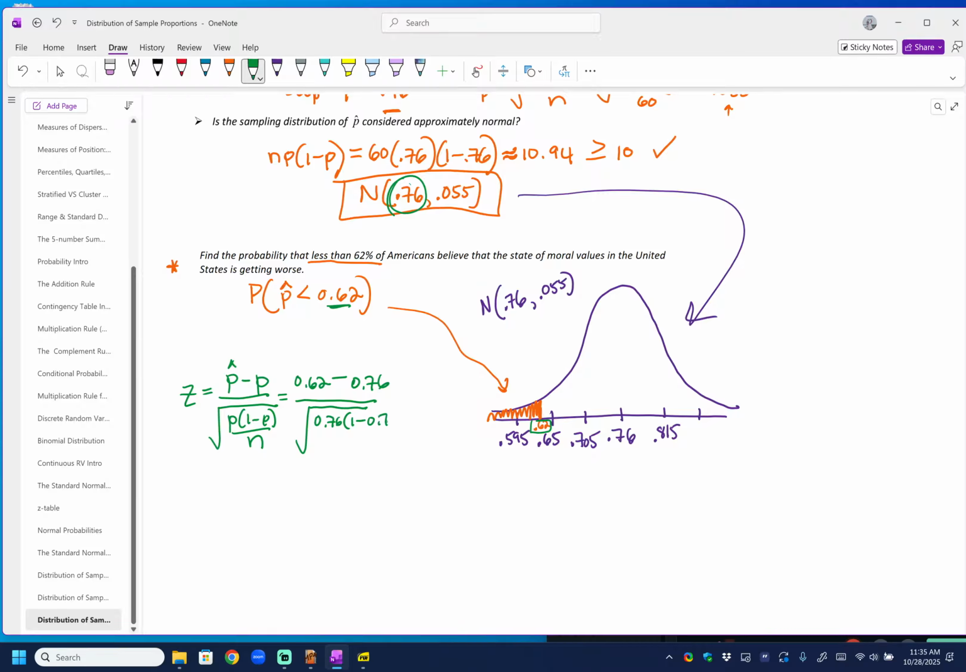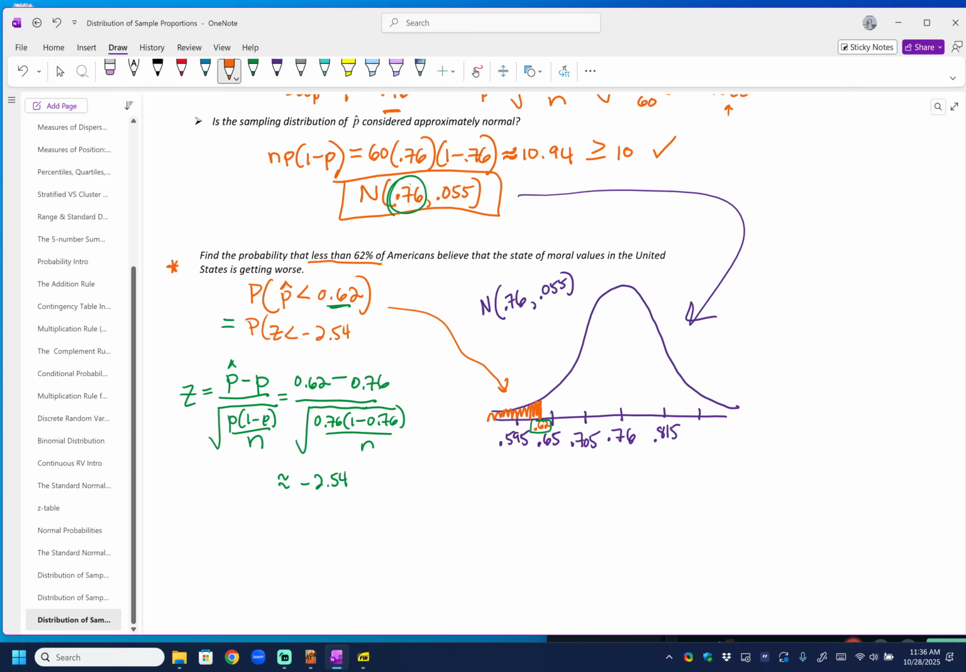Just be really careful here. Sometimes students make the error of using the p hat in these two values over here. Remember, once you write the actual value you're trying to standardize, which is 0.62, you're not going to use it again in the problem. Okay, if you do the mathematics for this, you're going to get negative 2.54. So we now know that the probability that p hat is less than 0.62 is the same as the probability that z is less than negative 2.54.